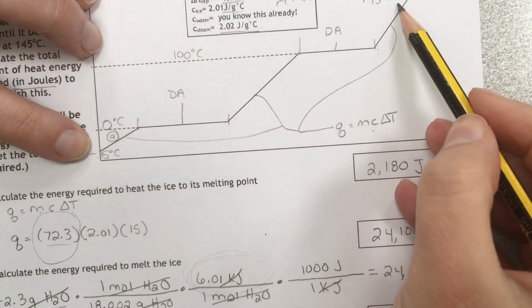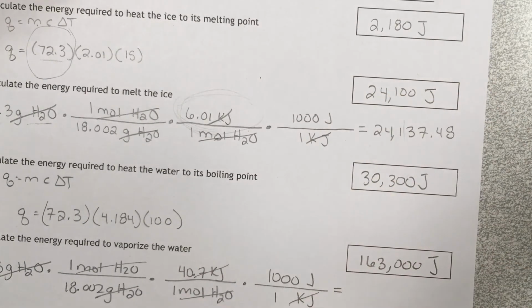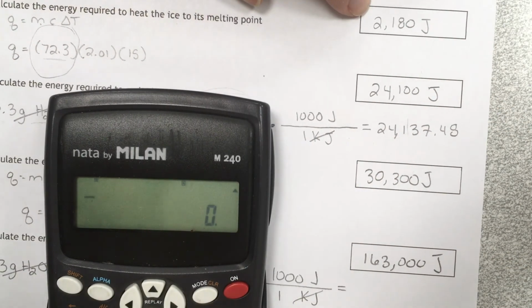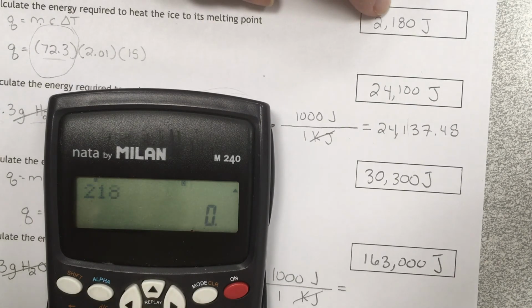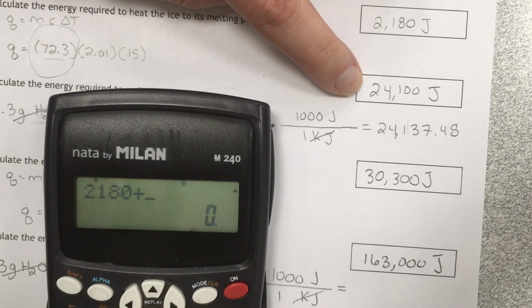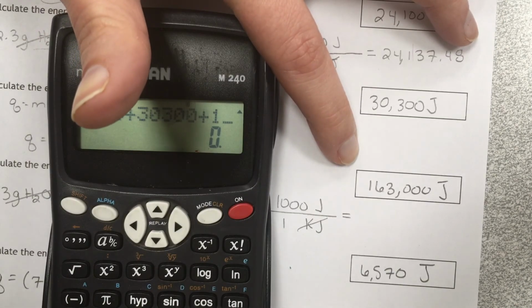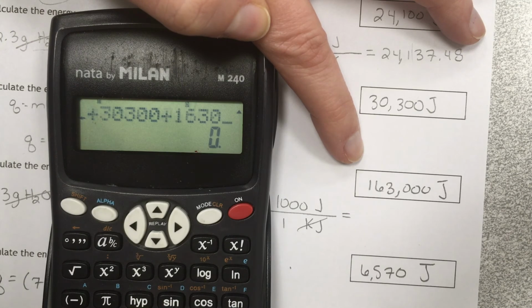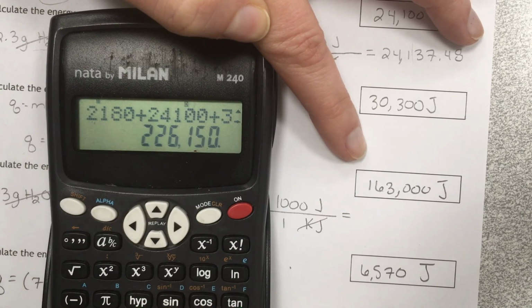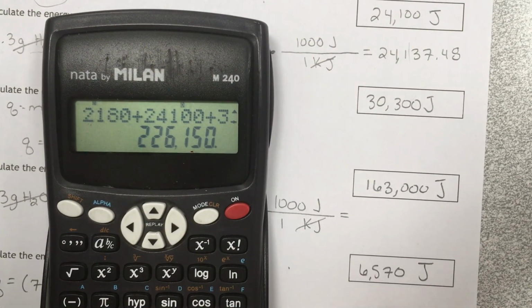joules. Okay, so the total heat needed to get from negative 15 to 145 for water, we basically add all of these up, and that'll be our answer. So 2180 plus 100 plus 300 plus 163 plus 6570. So our final answer would be 150.